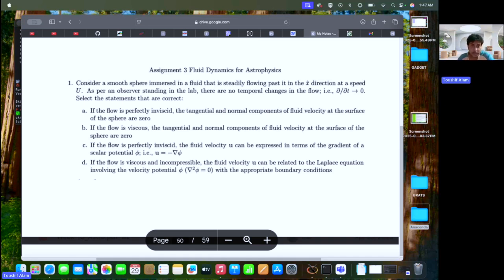So which will be the valid answer, considering the fluid is inviscid and viscous? I have already discussed Kelvin's vorticity theorem and Bernoulli's theorem. So you can think from those perspectives. I'll give you some time to think.